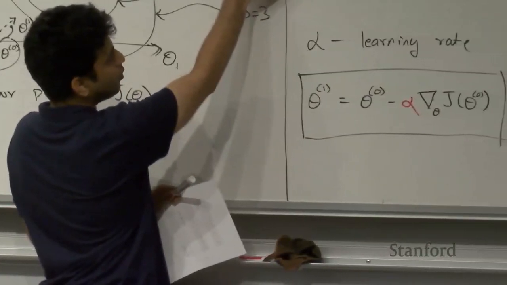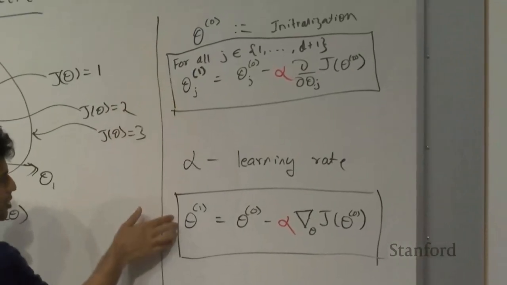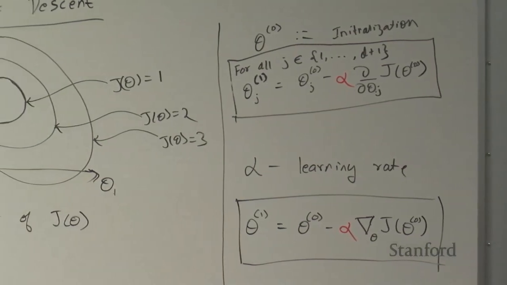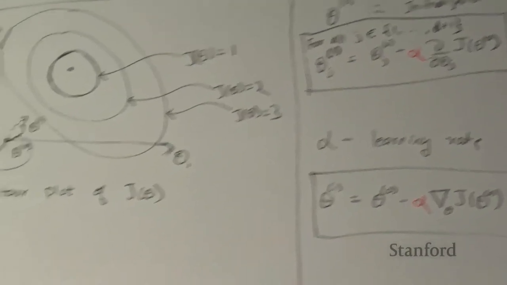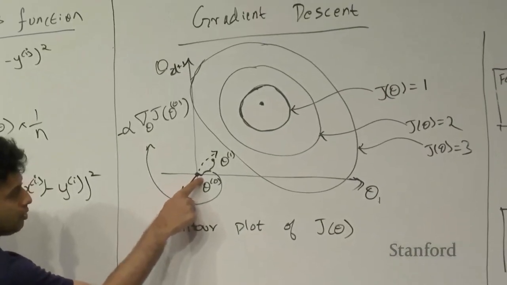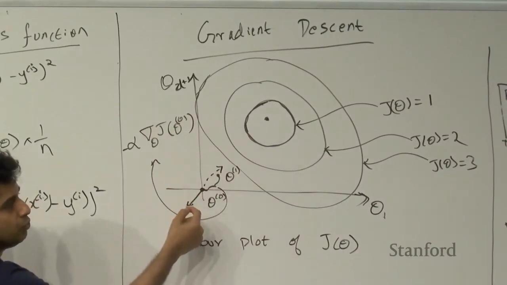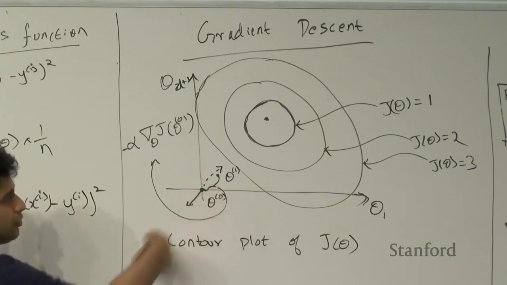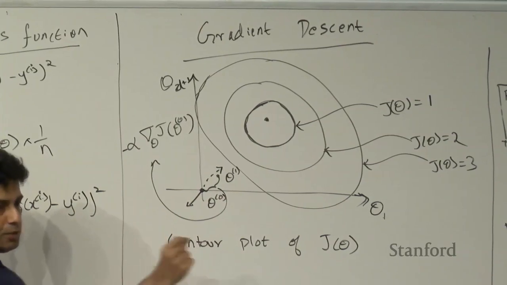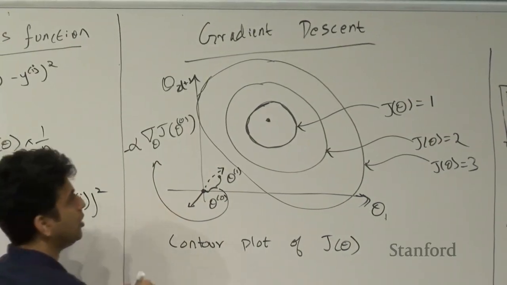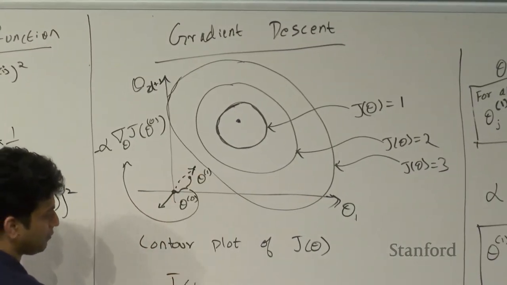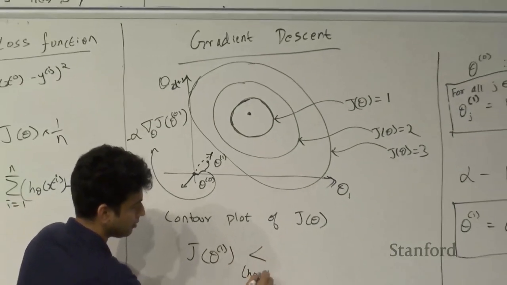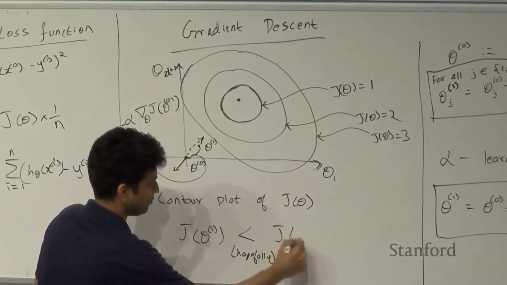So, this is one step in partial derivative notation. This is one step in vector notation. I personally feel the vector notation is easier to understand. This looks a little cryptic, whereas over here there's a very clear geometric meaning: you are at one particular value in this parameter space. You calculate the gradient of the cost function with respect to the current position, and that gives you the direction of ascent. You flip the sign, take a small step in that direction, and you reach a new theta 1, such that J of theta 1 is hopefully less than J of theta naught.